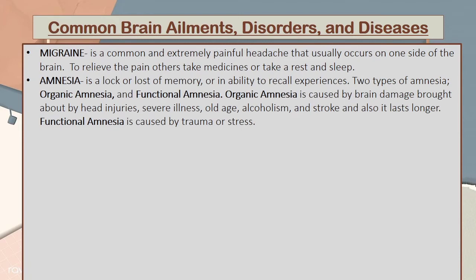Amnesia. It is a lack or loss of memory or inability to recall experiences. There are two types of amnesia: organic amnesia and functional amnesia. Organic amnesia is caused by brain damage brought about by head injuries, severe illnesses, old age, alcoholism, and stroke, and it also lasts longer. While functional amnesia is caused by trauma or stress.